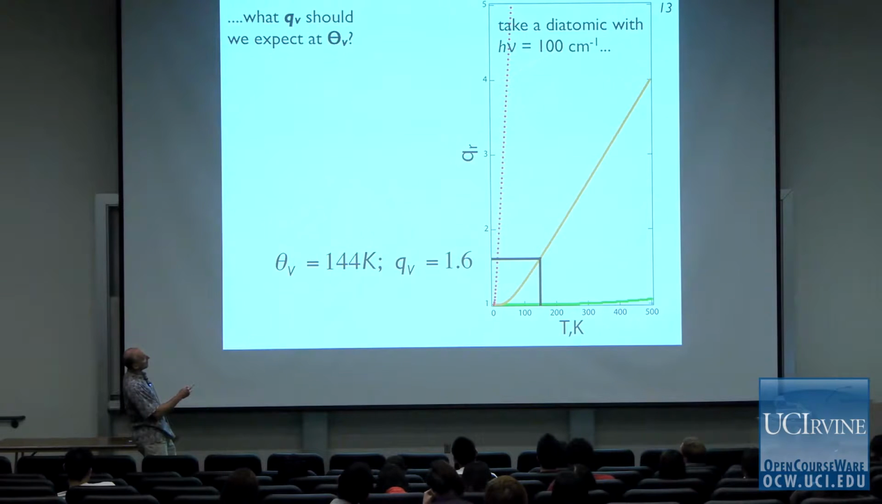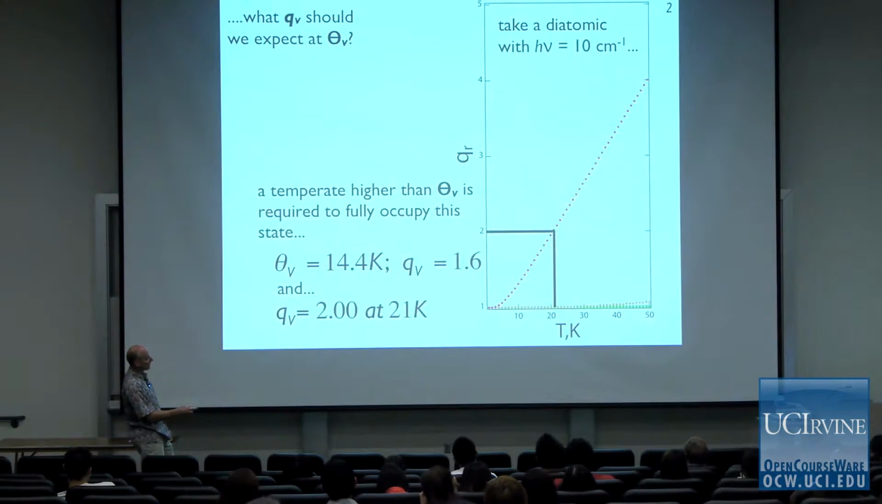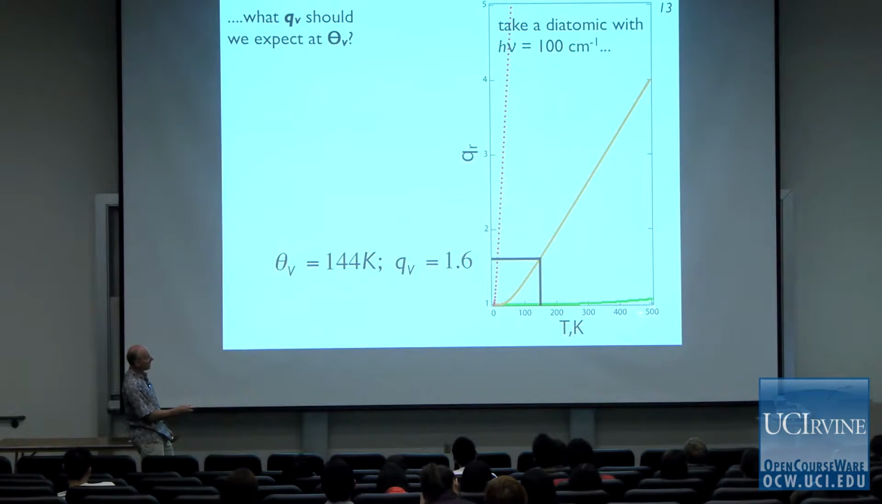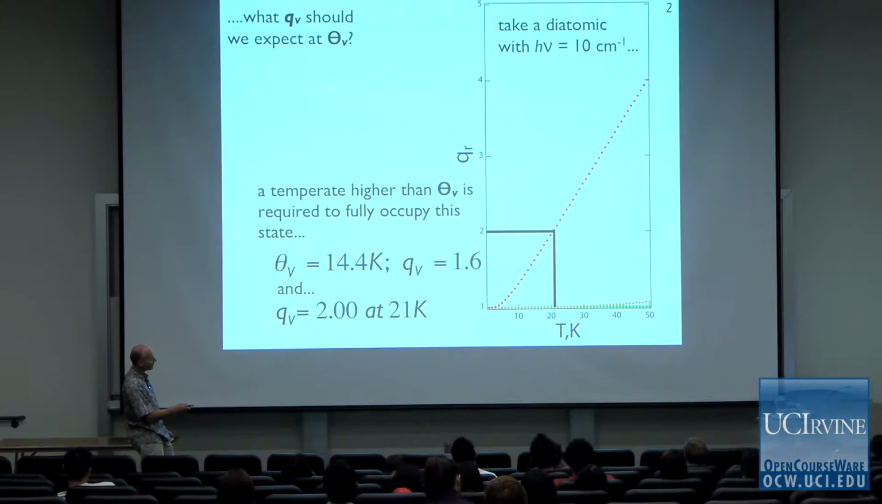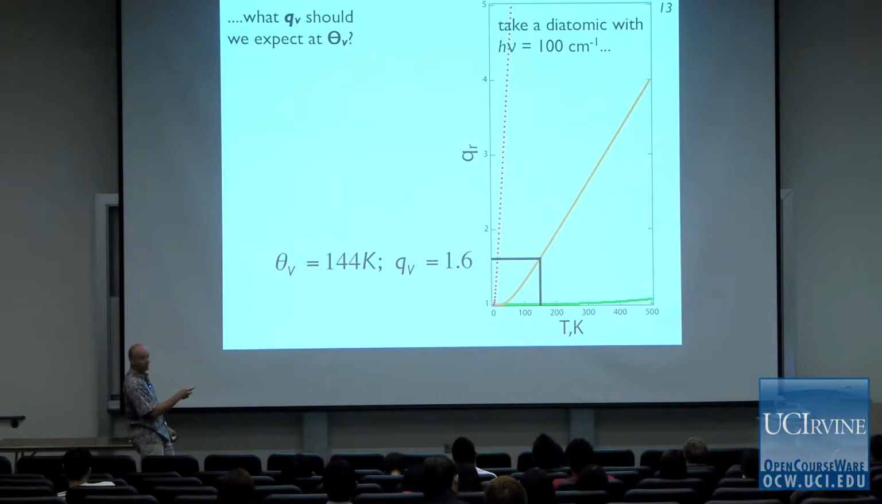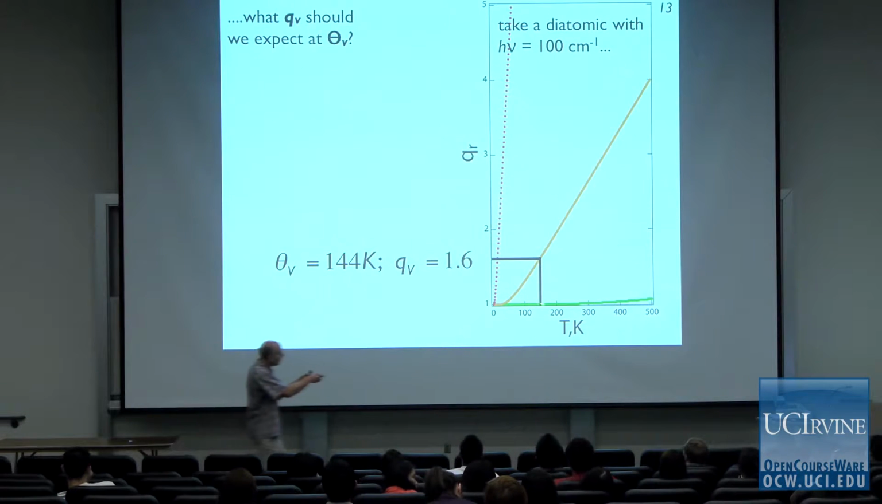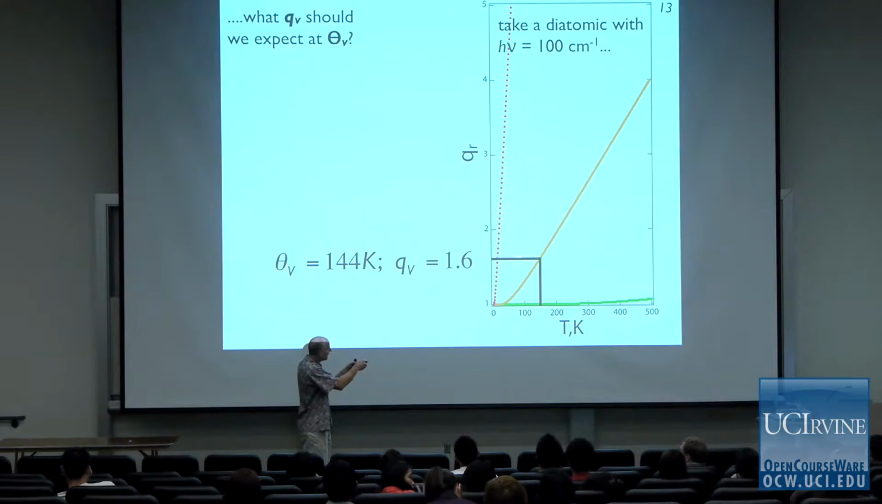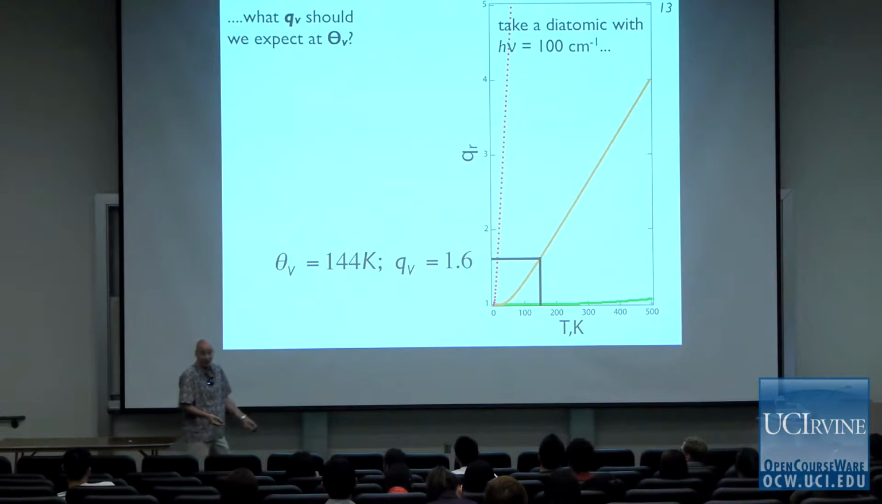Now, here's that plot, I blew this up. That's 500 degrees; back here it was 50. So now I made it 500. Now this is a 100 wave number mode, so that yellow line that was down here is blown up. Boom, there it is. Now the vibrational temperature for that mode is 144 Kelvin. But notice if I go to 144 and I go up to this plot, I get 1.6 again. The partition function at the vibrational temperature stays the same.